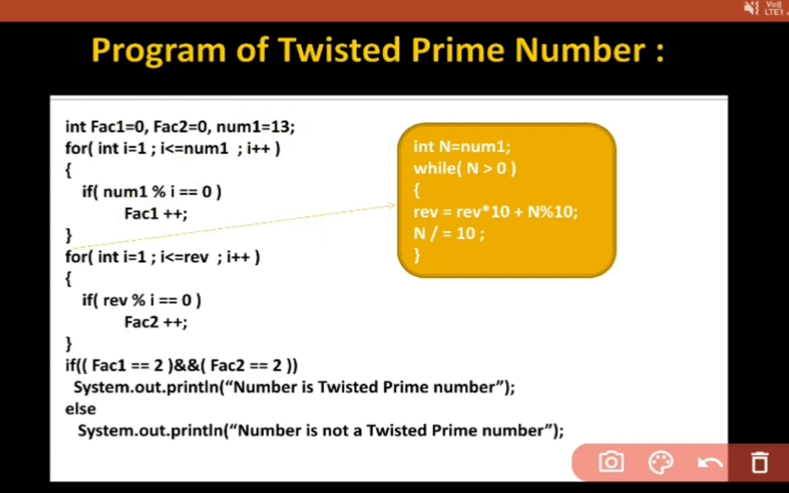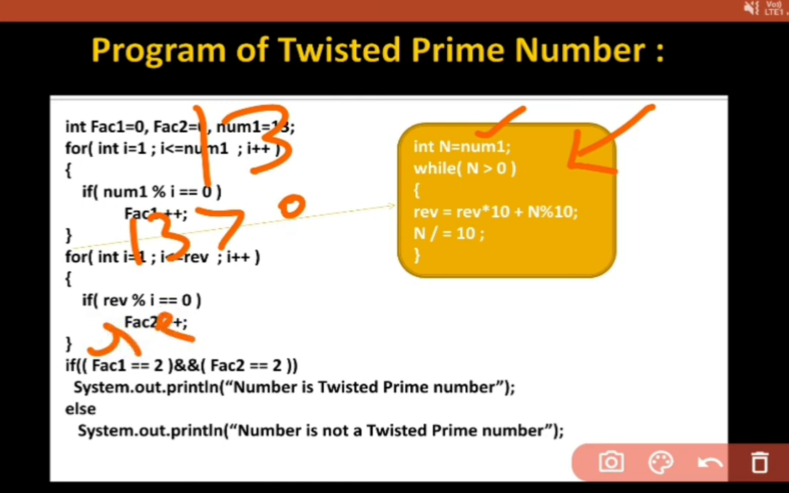See, if I write 5 as my first number and I reverse it, I get 5 only. If I write 11, again I get 11 in reverse. If I write 13, then in reverse I get 31. How? Firstly, try to reverse it first of all. The original number is num1, that is 13. Is 13 greater than 0? Yes.